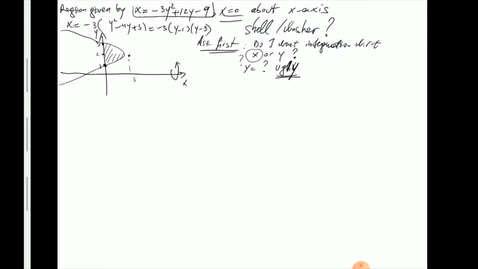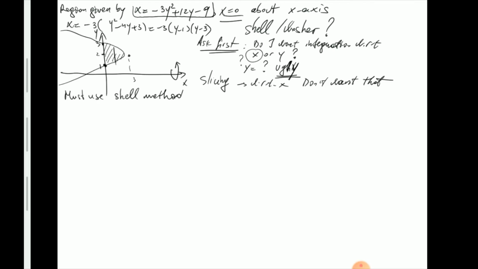So there are plenty of reasons that you may prefer to integrate with respect to y. But then what does that mean for the method? Well, because the rotation is about the x-axis, if I use the slicing method, each slice is going to be perpendicular to the axis of rotation, so integration is going to be with respect to x. And you don't want that. That means you must use the shell method.